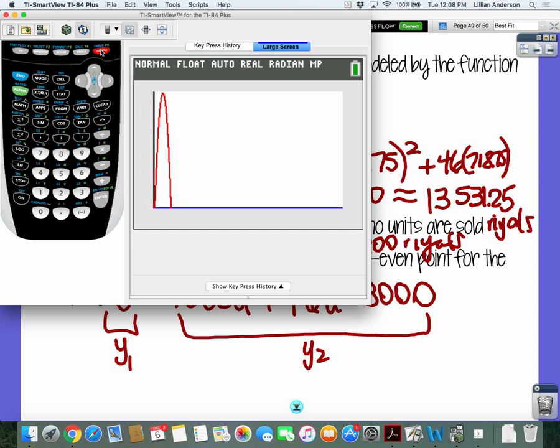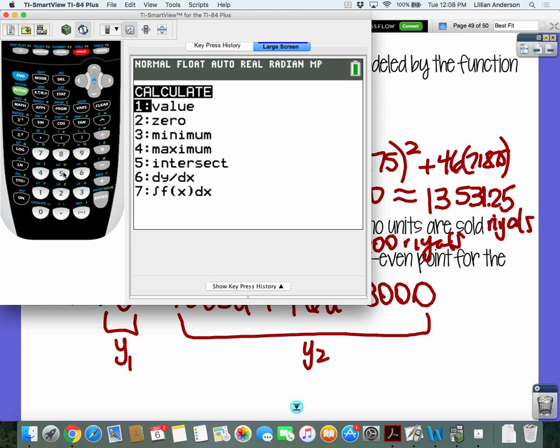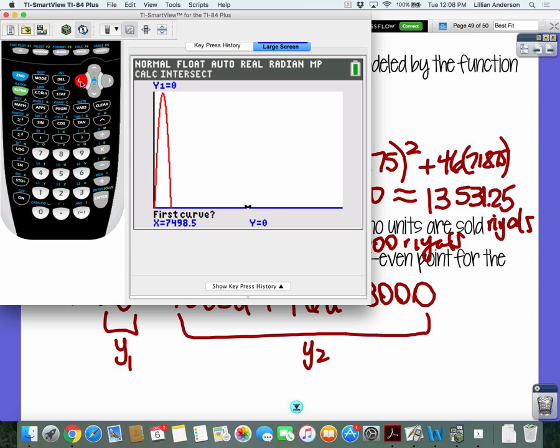Let's find that intersection point. Okay, that one right there. Second trace 5. As long as it's in the window, the graph can find it. I'm just going to move my cursor closer. Right on closer. So I'm looking at probably about 1,000 units.